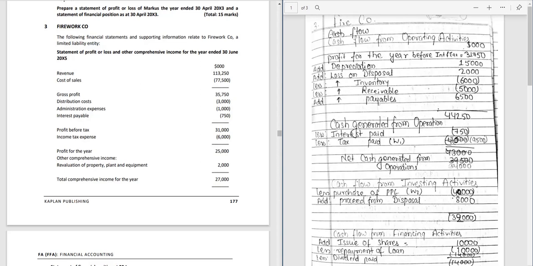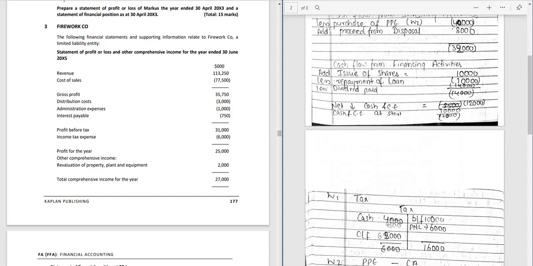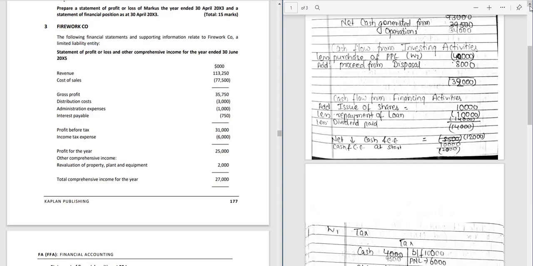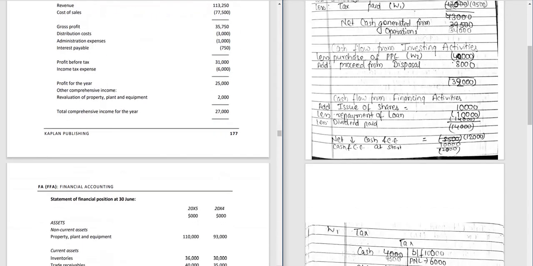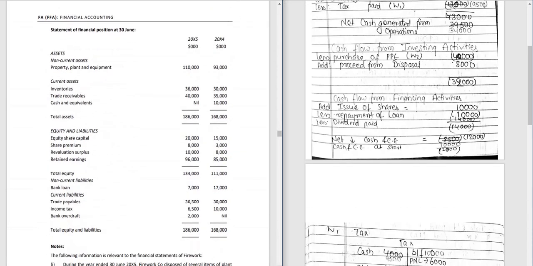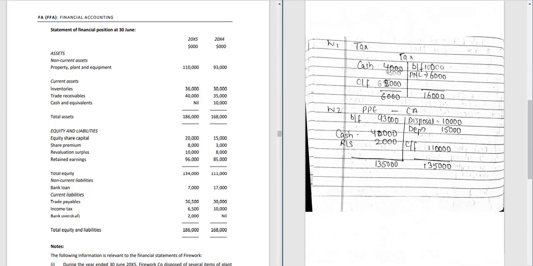Okay. After that, we will calculate cash flow from the investment activities. The earlier was the cash flow from the operating activities. Now we will calculate cash flow from the investing activities. So we will start with how much plant we have purchased in this year. It is given in the question, the carrying amount of the plant brought forward and carry forward. Again we will do some working like this.